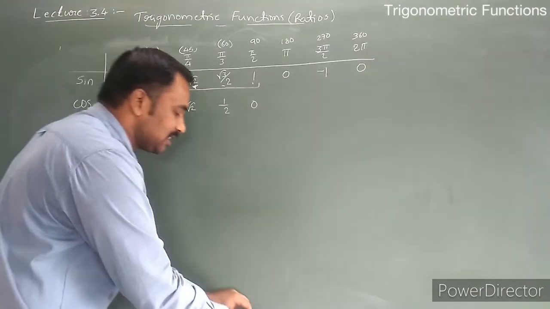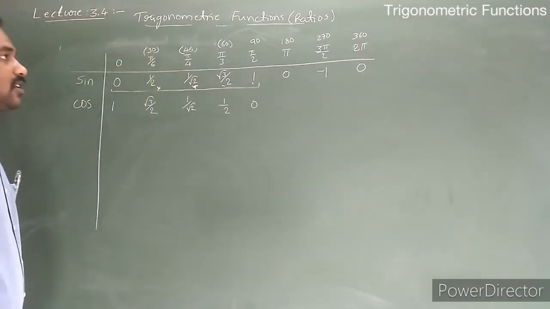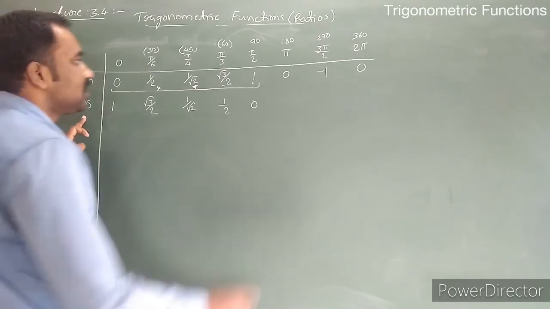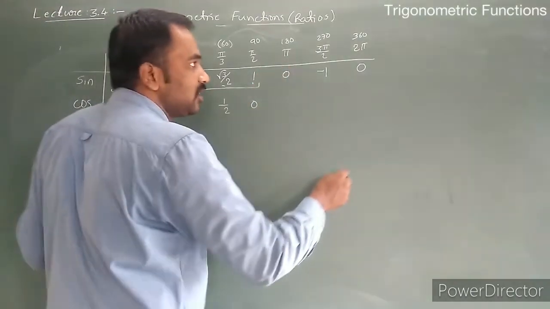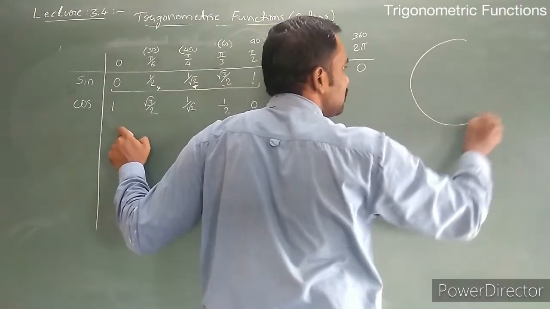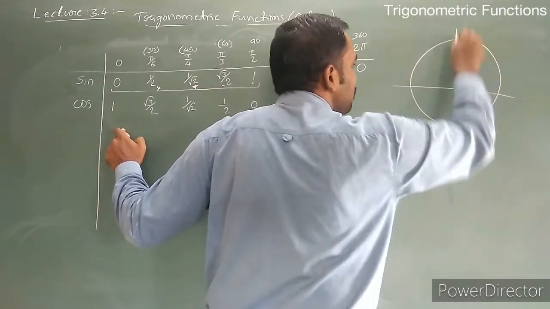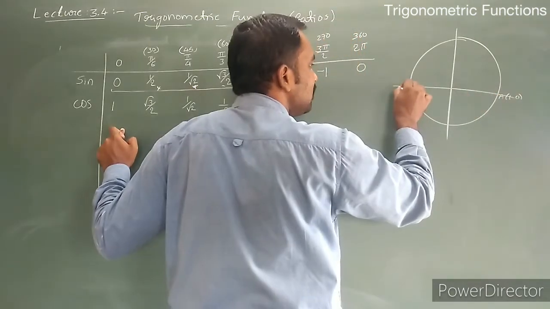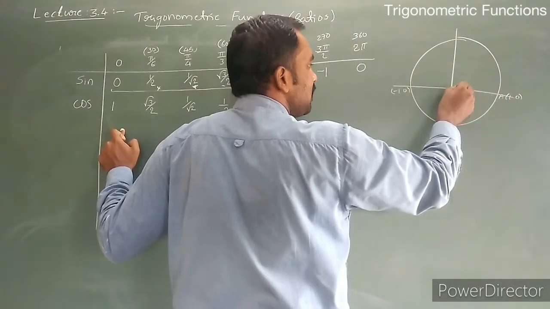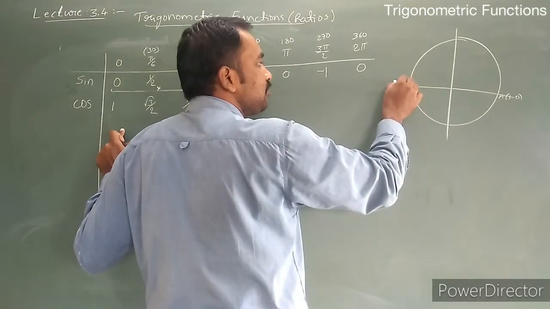Now, the remaining values we can easily get. How to get them? We already wrote cos of 180. Cos of 180 is taken from the unit circle. This was a unit circle. This point P is minus 1 comma 0. The P point lies here.